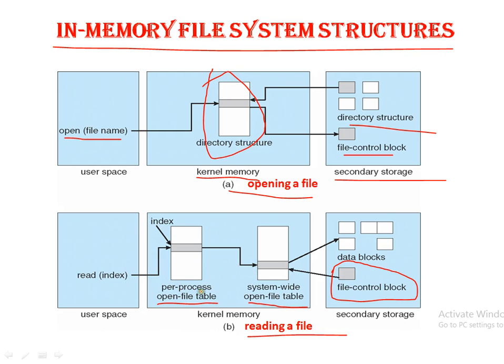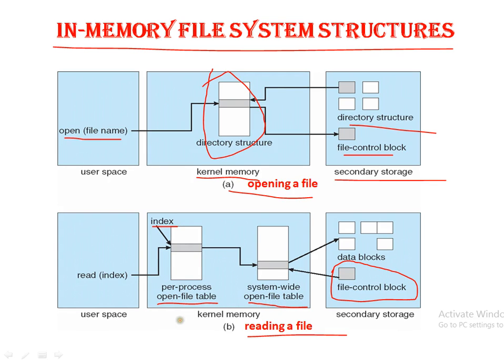Next, what is the role of the per process open file table? This per process open file table contains a pointer. It contains a pointer to the appropriate entry in the system wide open file table, as well as other information.